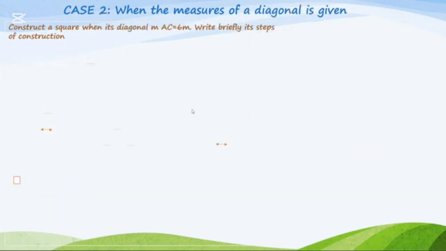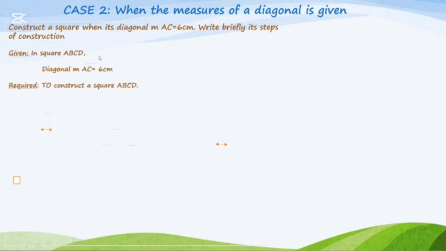Clear, everybody? Now the next one is construct a square when its diagonal is given. This is case number 2 when the diagonal is given. Measurement AC is equal to 6 centimeter. Write briefly its steps of construction.